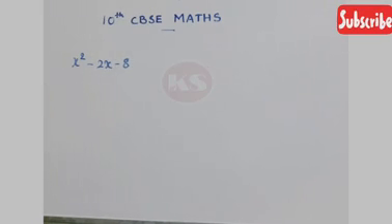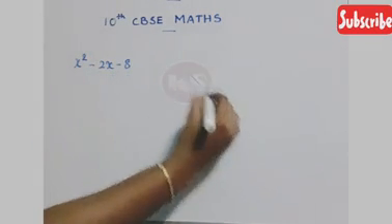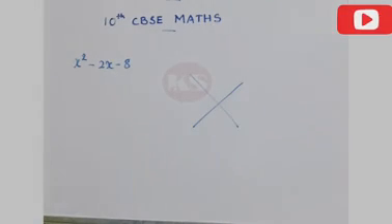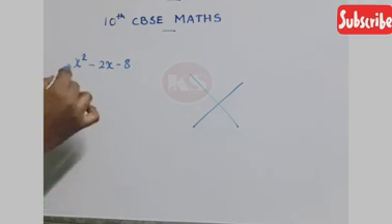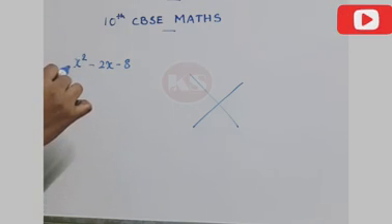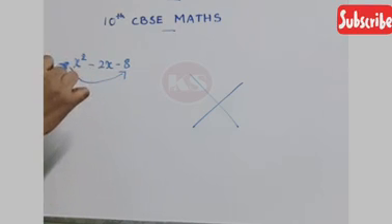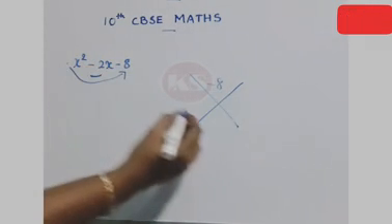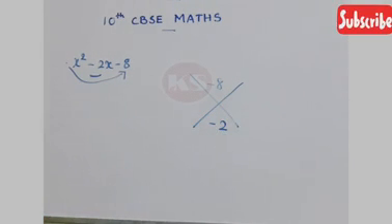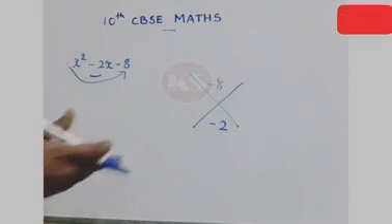First, we need to find out the zeros, right? So how can we find them? We just find out the roots. We know the factorization, right? Why am I putting the cross? Because we are going to do the factorization. How can we do that? We have to multiply the coefficient of x squared and the constant term. So 1 into minus 8, that is minus 8. Here the coefficient of x is minus 2. So we have to find factors such that when we multiply we get minus 8, and when we add we get minus 2.